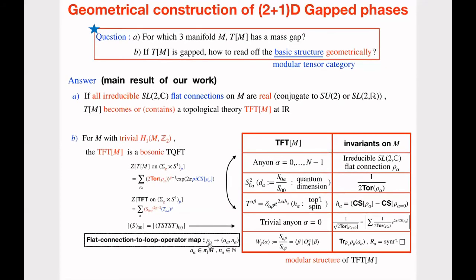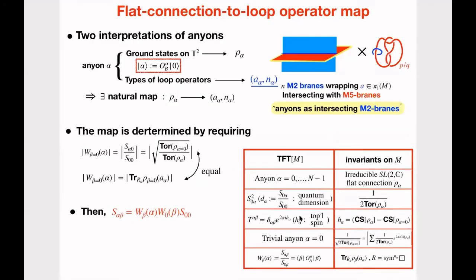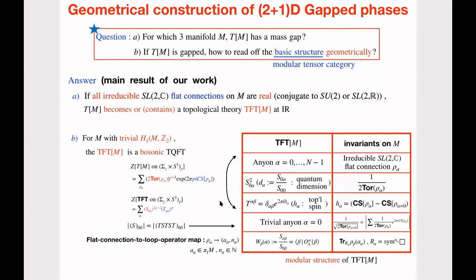To fully determine this modular S and T matrix, we need additional information, the so-called flat connection, the loop of bit map. But let me skip this part. This is rather complicated, but anyway, there is an algorithm to construct the S and T matrix fully, not only the quantum dimension and topological spin. Let me skip this part. So let me give a concrete example.